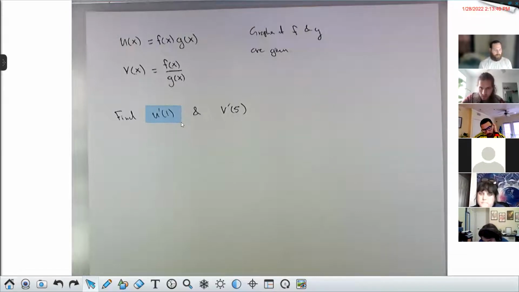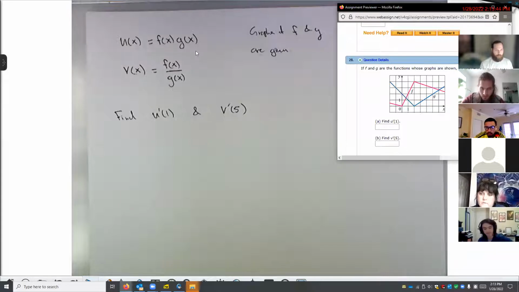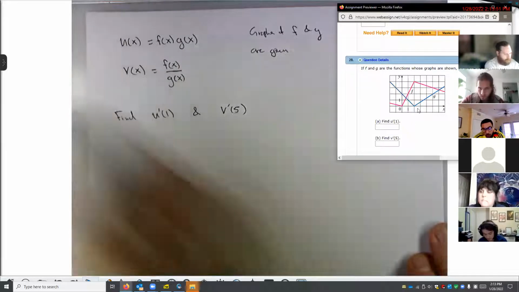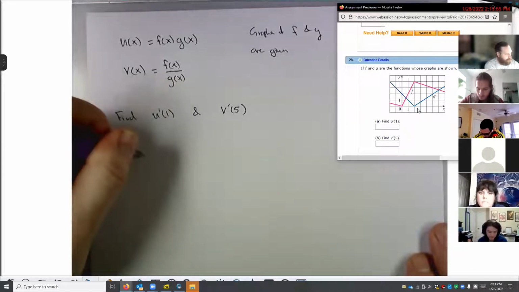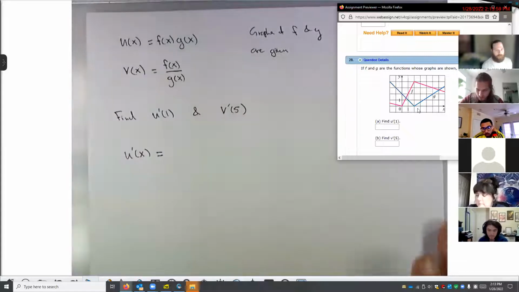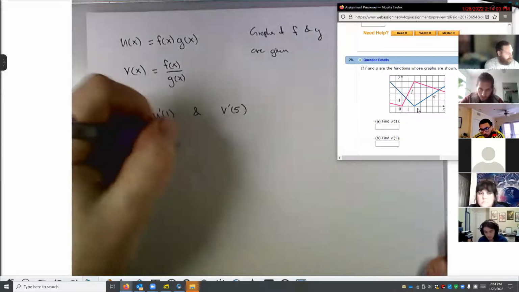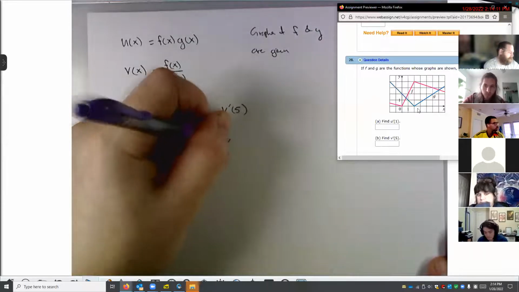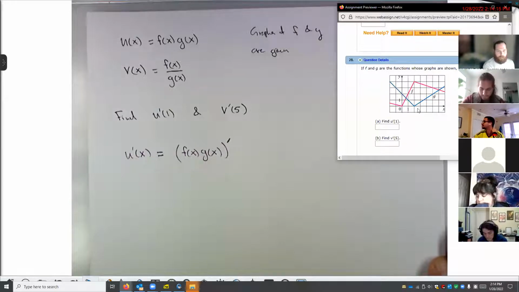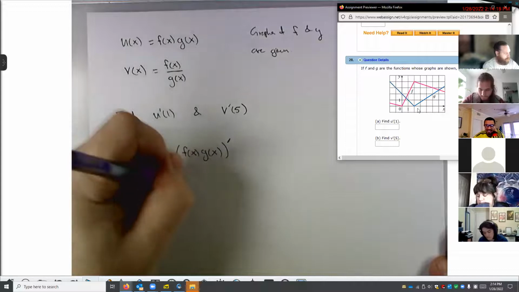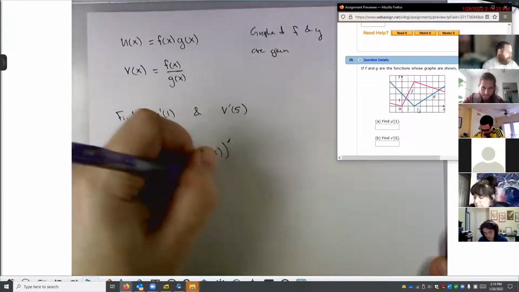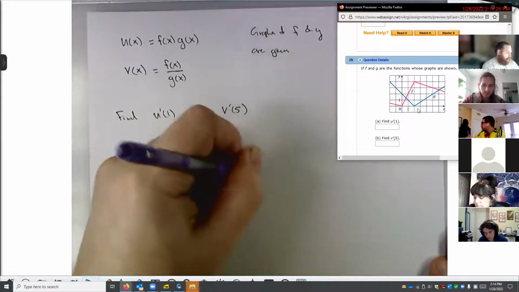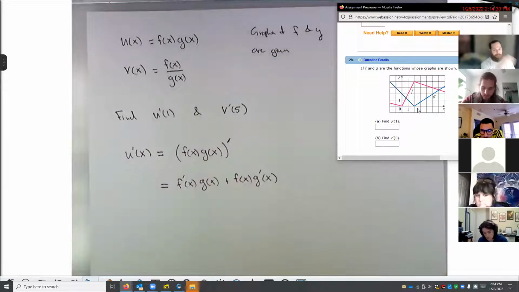In order to cook up u primed of 1, I need to find a formula for the derivative of u primed of x, and then plug the bits into that formula from the graph. So first, u primed of x, I can differentiate u symbolically. Again, thinking like writing things out in that prime notation. This is the derivative of f of x times g of x. So I'm just going to write that as first f of x times g of x all primed. And then from the product rule, I know that that is f primed of x times g of x plus f of x times g primed of x. And this is the product rule.